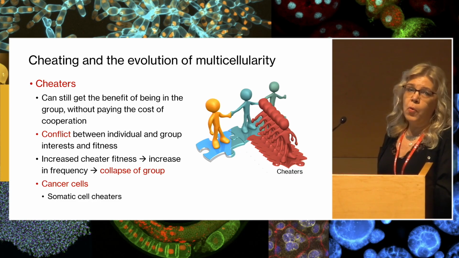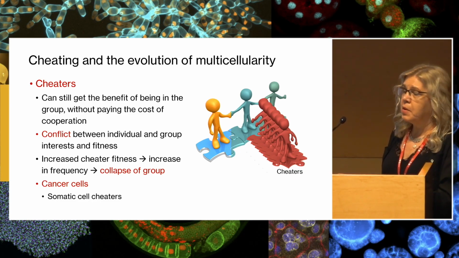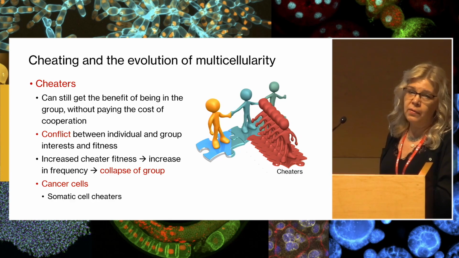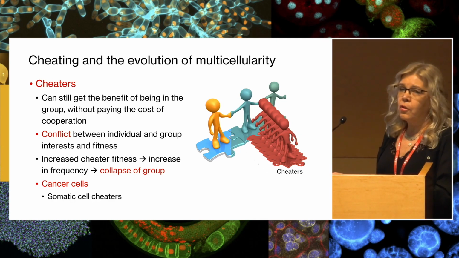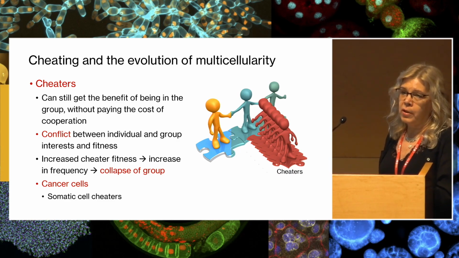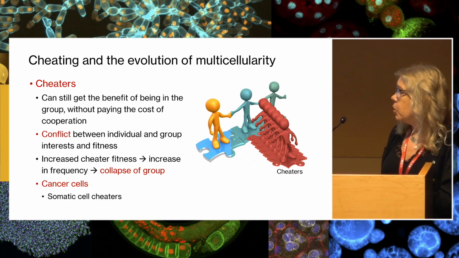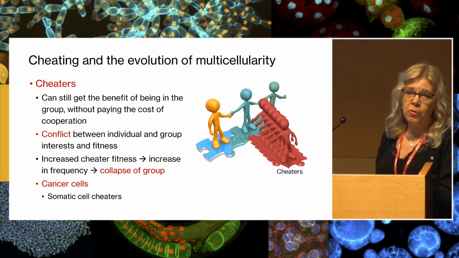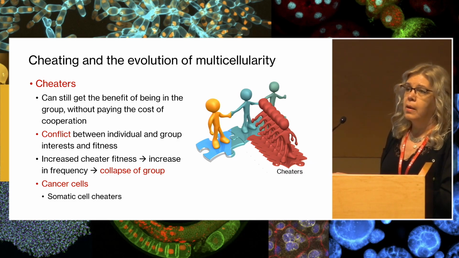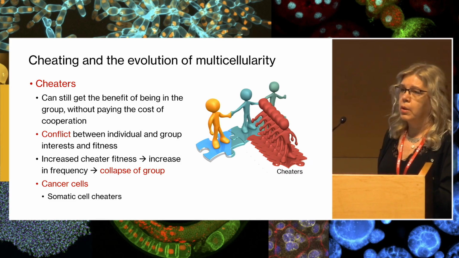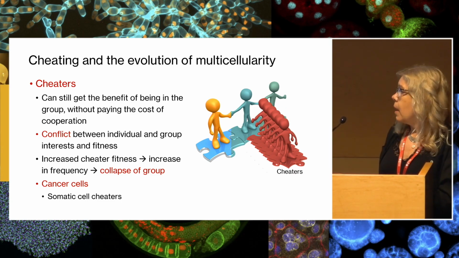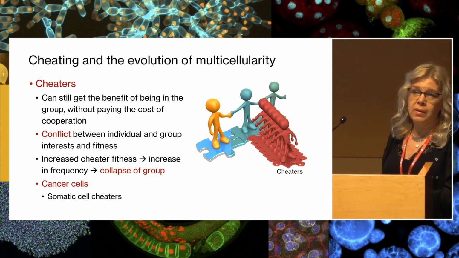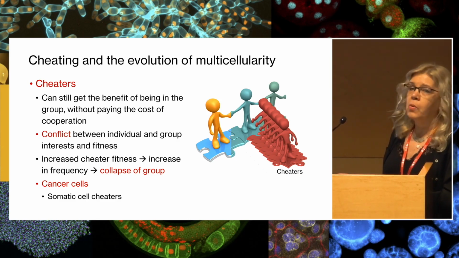And again, with any type of cooperation, there's the temptation for cheating because it makes sense. If you can still get the benefits of the cooperation without paying the cost, the temptation is there, so to speak. That, of course, is going to create a conflict between the interests of the cheater and the interests and the fitness of the group. If this is not controlled or mediated, the cheaters can increase in frequency because they have increased fitness, and that could actually result in the collapse of the group. And cancer cells are usually given as the best example of such cheaters. So in that respect, we can think of cancer cells as somatic cell cheaters.